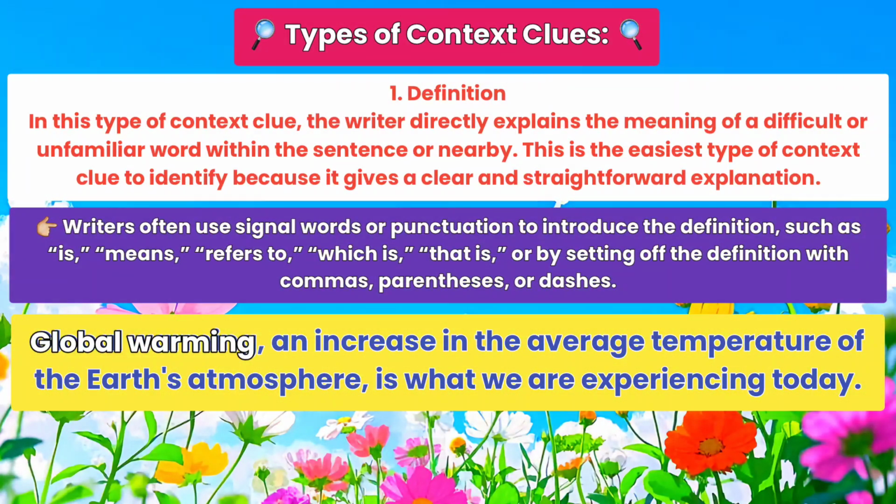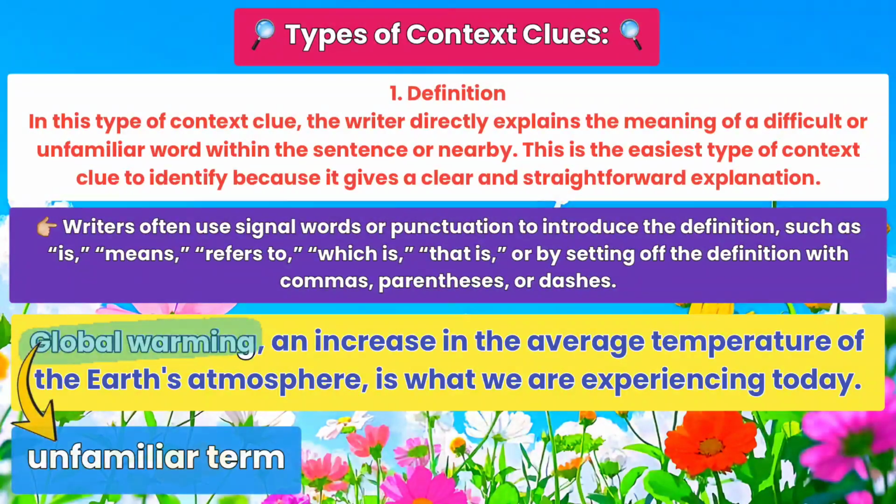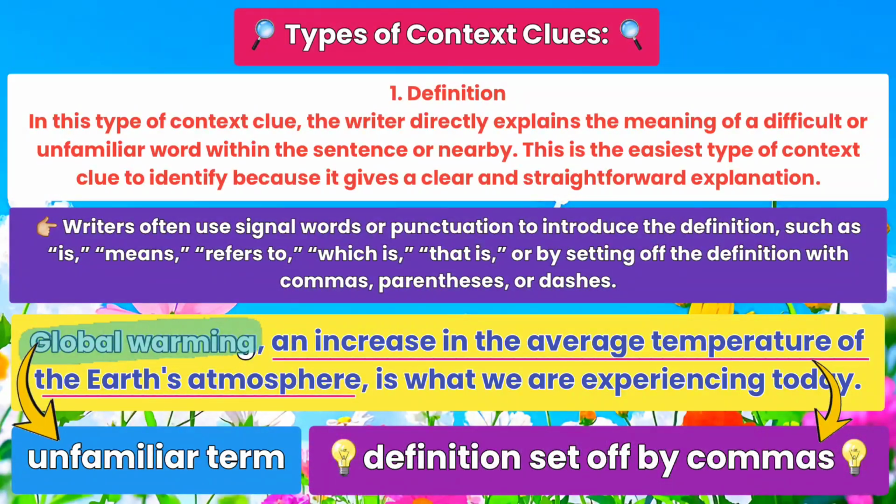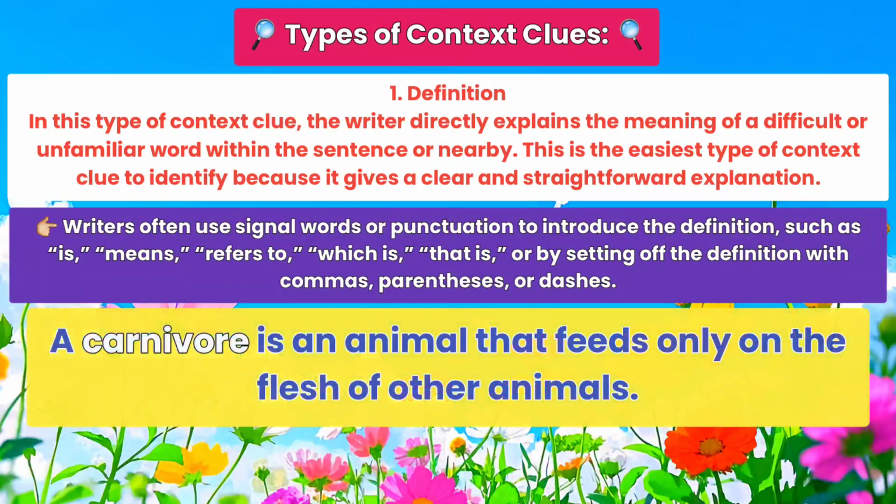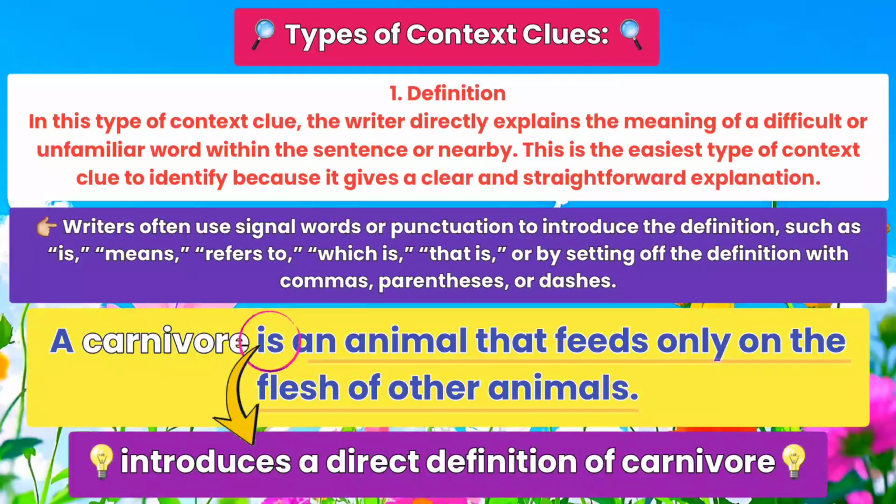Examples: Global warming, an increase in the average temperature of the Earth's atmosphere, is what we are experiencing today. In this sentence, the unfamiliar term global warming is immediately followed by a definition set off by commas. A carnivore is an animal that feeds only on the flesh of other animals. The word is here introduces a direct definition of carnivore.